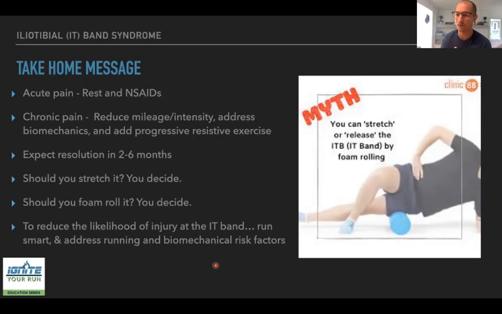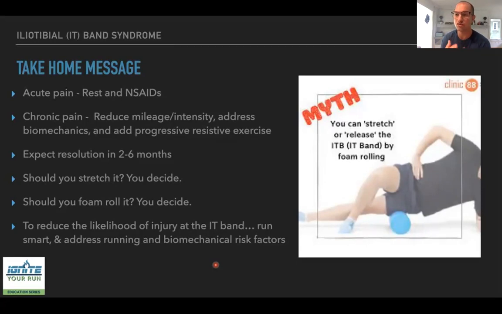Address biomechanics. So is there anything from a running form standpoint you can do to, again, reduce stress on this area? Cadence is one. Again, increasing cadence by 5% can reduce the stress at the knee by up to 23%, right? So that's huge, just by getting the legs to turn over more quickly. That's probably the first place I would go.